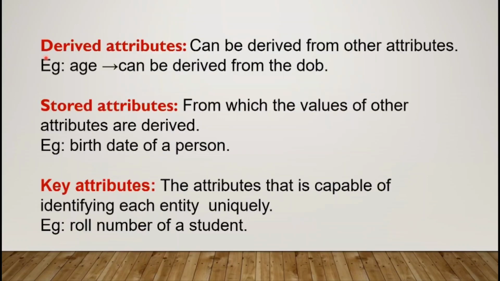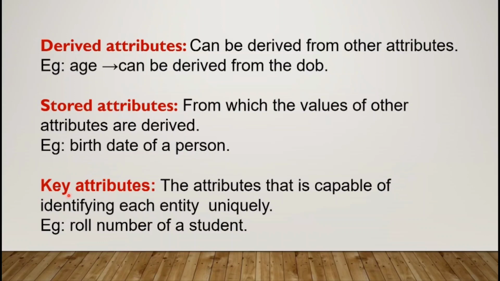Now let's discuss derived attributes. Derived attributes can be derived from other attributes. For example, age can be derived from the date of birth. If date of birth is present, then automatically we can derive the age of a person. Next, stored attributes are attributes from which the values of other attributes are derived. For example, the birth date of a person, from which we can derive the age. So birth date is considered a stored attribute.